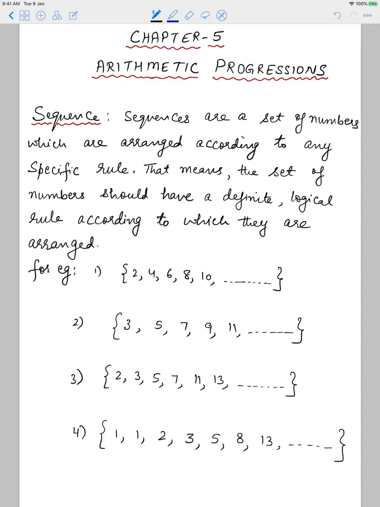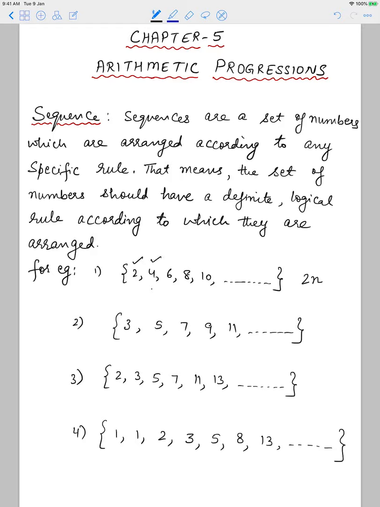If you look at the first example, the terms are 2, 4, 6, 8, 10 and so on. Can you define a rule for this sequence? Yes, the rule here is 2n. It means if I keep on giving different values to n, say put n is equal to 1, then 2 into 1 will give me the first term. For the second term, I put n is equal to 2. 2 into 2 will give me 4.